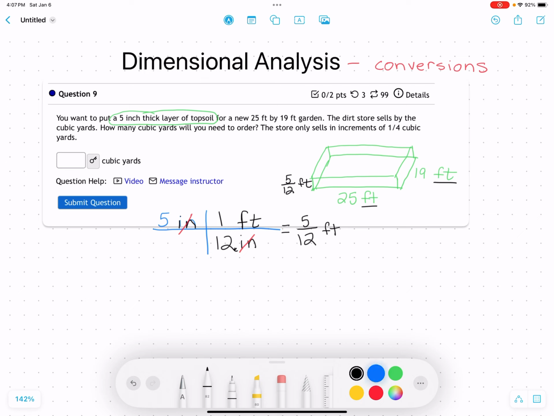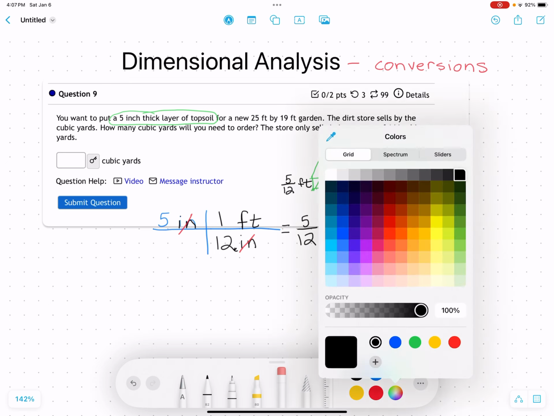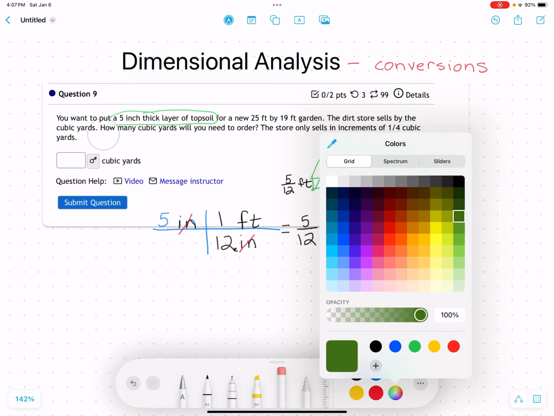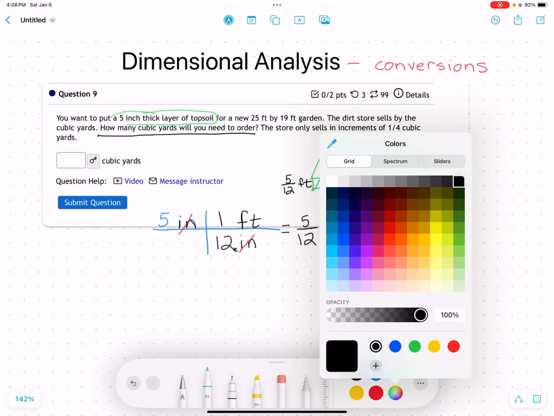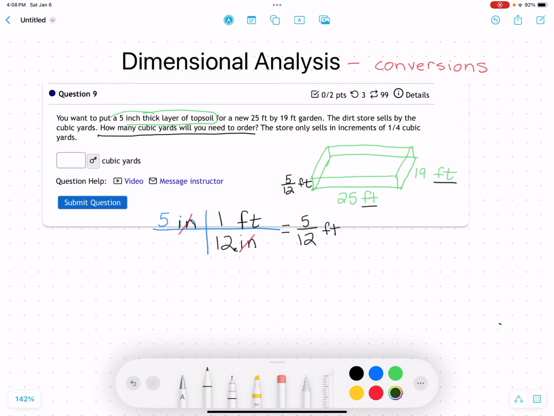Now, the thing that we need to focus on is the question: how many cubic yards will you need? How many cubic yards will we need? Sorry, I'm going to try and change that color. There we go. So let's talk about this. First, we need the volume. How many cubic yards do we need? I don't know. Let's figure out how many cubic feet we are going to have first.